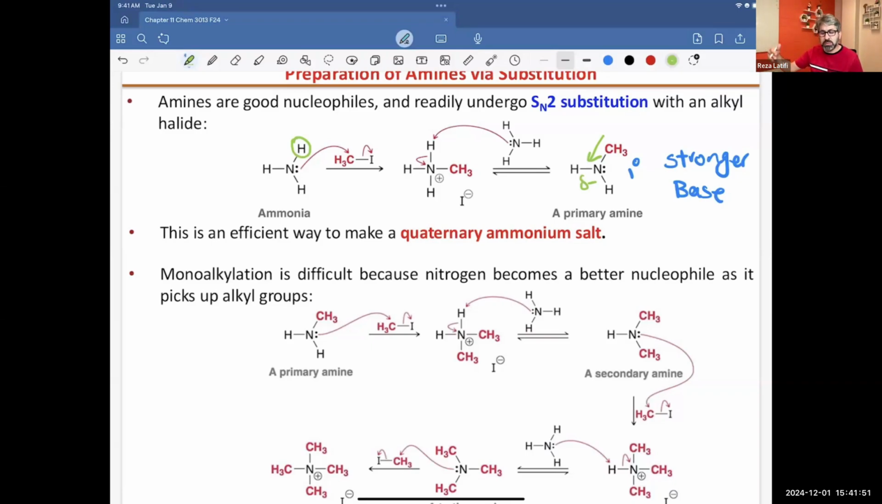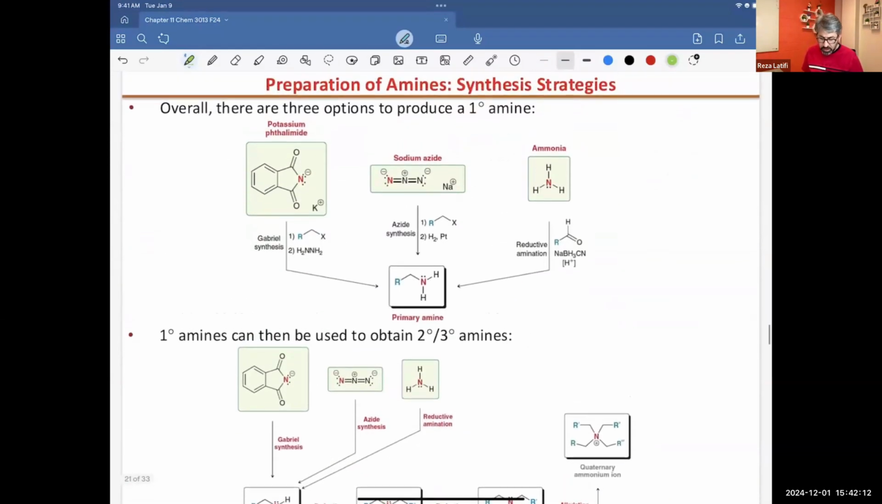In fact, the reaction is going to keep moving until we run out of alkyl halide. And this is the downside of the reaction of amine with alkyl halide. So the reaction of alkyl halide with amine is not the best method to produce primary amines. Now, there are 3 methods that we can use. One of them is sodium azide. The second one is the Gabriel method, or you can go with reductive amination, and that is going to give you a primary amine.